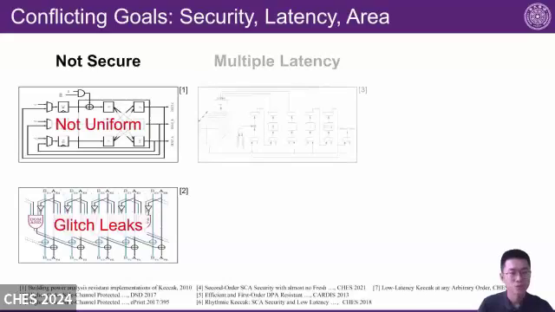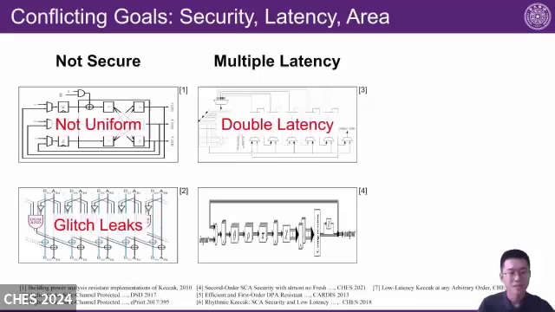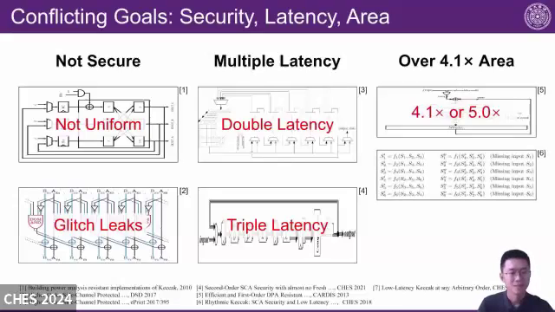To fix the glitch issue, Gross and others added a register stage in a later version, doubling the latency. Shamirzadi and others, in their CHES 2021 design, added 2 register stages, tripling the latency. For the secure and low latency designs, the TI-based design by Bilgen and others requires over 4.1 times the area compared to the unprotected version. The design by Rebus and others, published at CHES 2018, reduces latency by half but requires over 25 times the area.